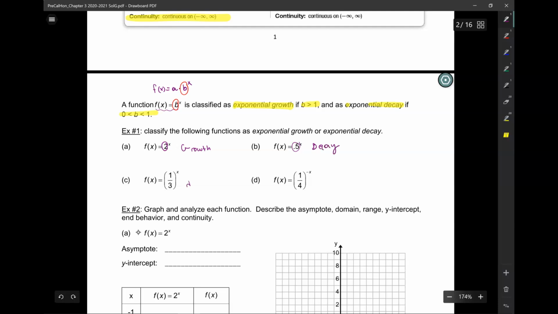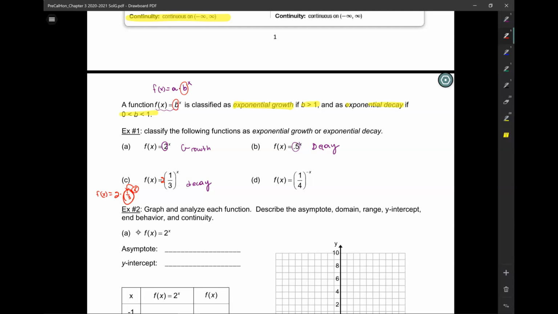This one is also decay because of the 1/3. Now, suppose there was a 2 out front here. If it was f of x is equal to 2 times 1/3 to the x, nothing would change, because you ask yourself, who does the x belong to? It belongs to the 1/3. That's between 0 and 1.